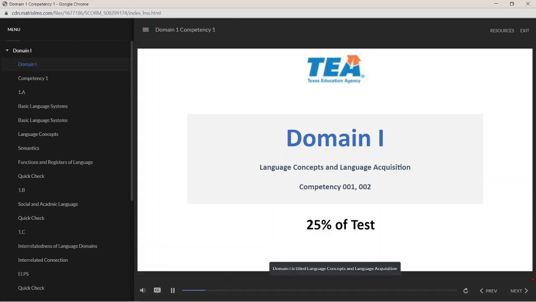Domain 1 is titled Language Concepts and Language Acquisition and represents 25% of the ESL 154 supplemental test. Competency 1 and Competency 2 specifically address language concepts and processes required for both first and second language acquisition. By understanding the language development process, the ESL teacher can better support each English learner's progress towards English proficiency.